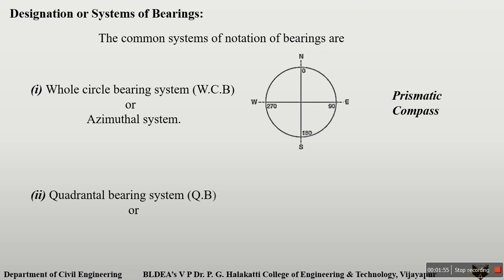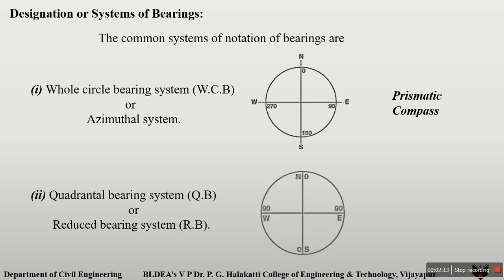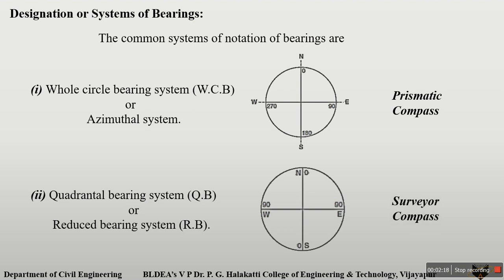Similarly, the second system is the quadrantal bearing system. In short form we can call it QB, or it is also called the reduced bearing system, that is RB. This system is related to the surveyor compass. In the surveyor compass, 0 degree is marked with respect to north and south, and east and west side it is marked as 90 degrees.